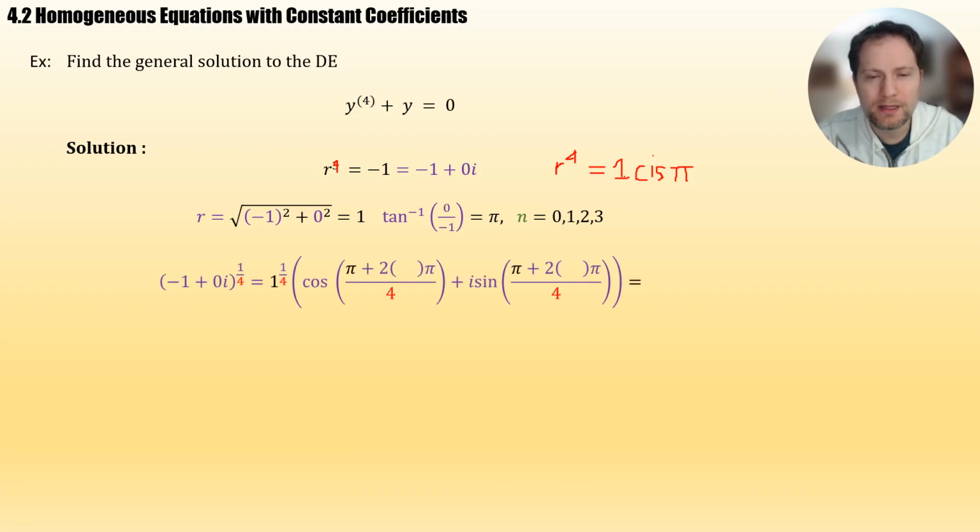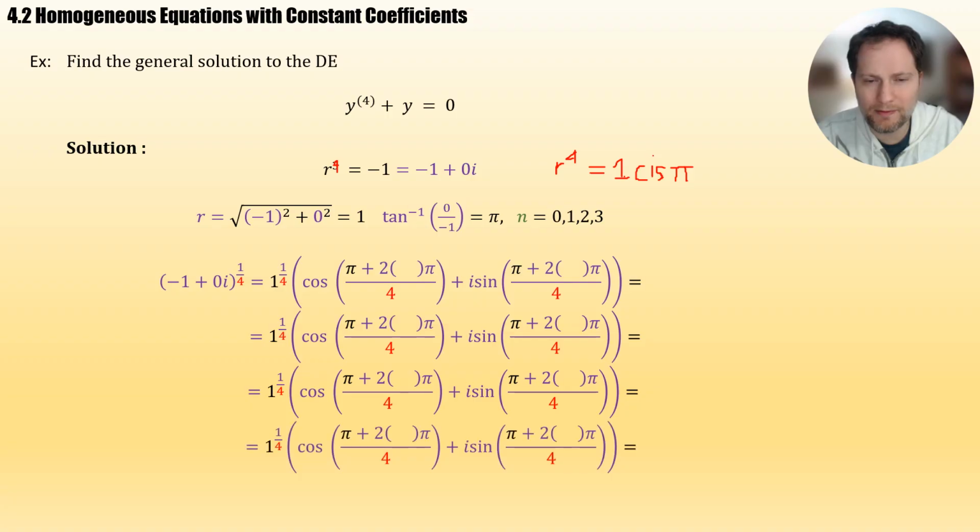Then we proceed as before. I'll set up 4 of these, and this time we need 0, 1, 2, and 3. If you were to go to 4, that's when you'll be wrapping around. So we plug in those values, and in the first case we get just 1 cis pi over 4.